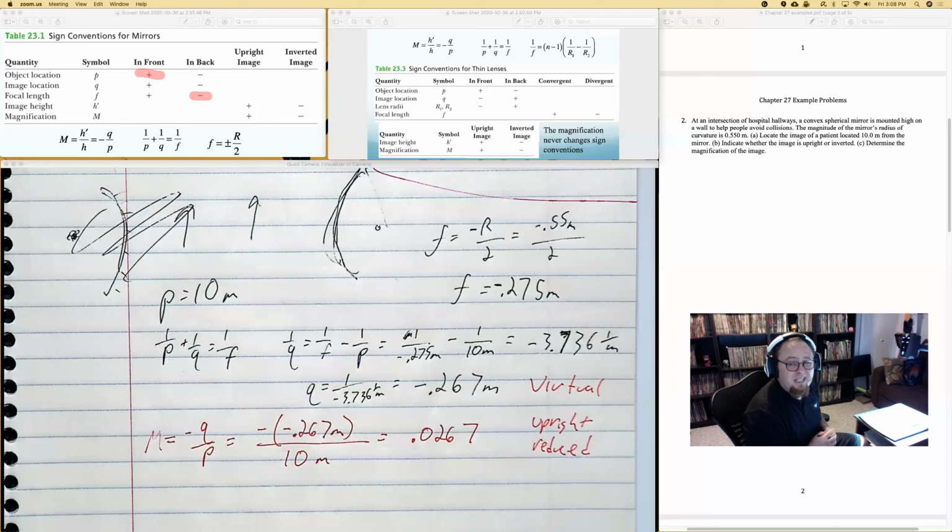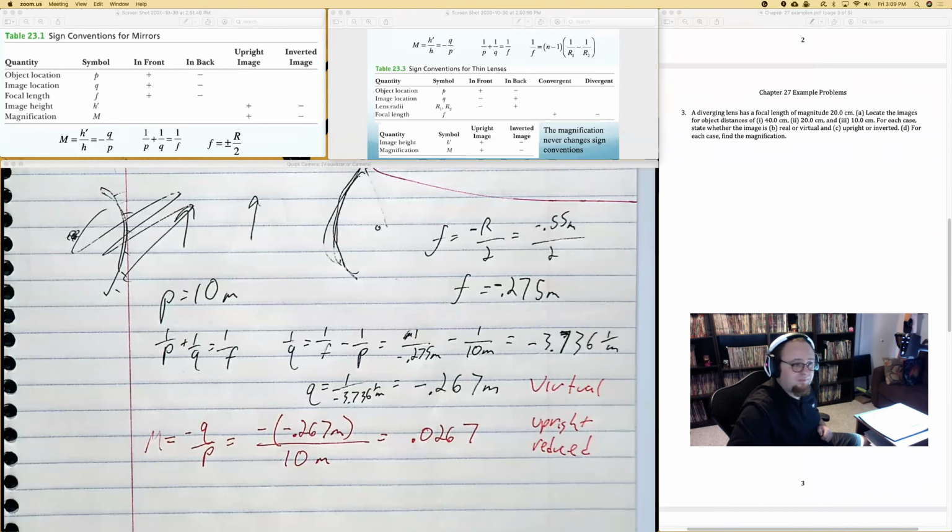This is traditionally some of the easiest problems in this class, just because the equations are pretty simple. We good on mirrors? Yep. Let's do a lens.